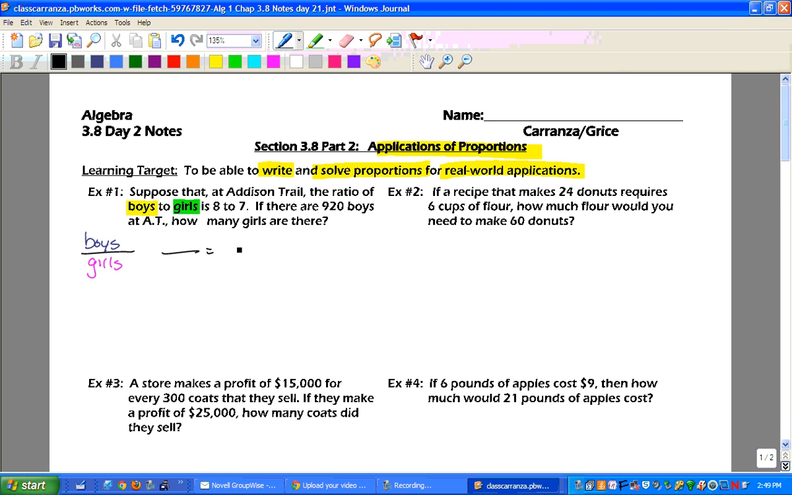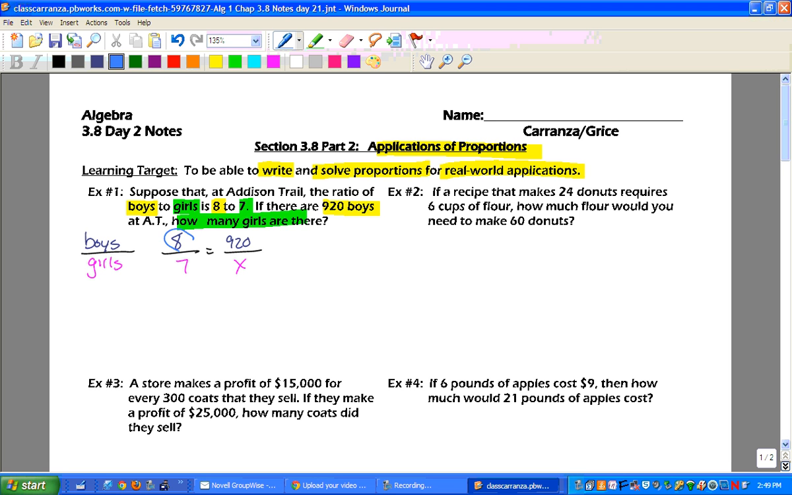As I'm writing my proportion, I'm going to make sure that I always keep the boys on top. So the boys are 8, the girls are 7. If there are 920 boys, then how many girls? So we do not know what the girls are, so that's where the variable comes in.